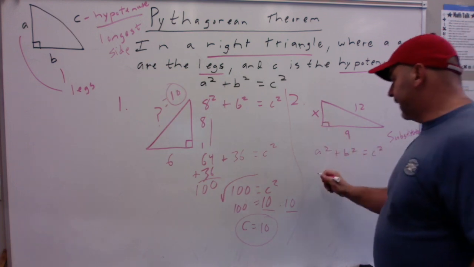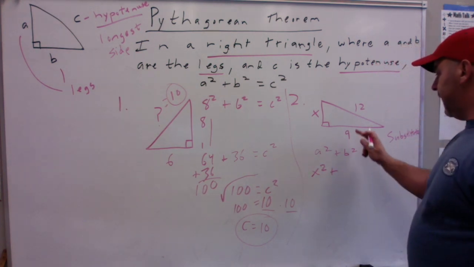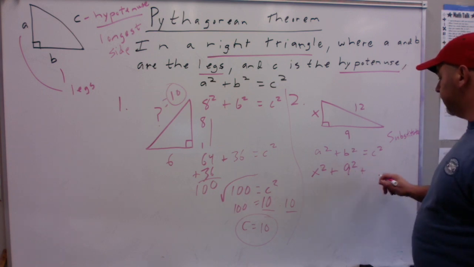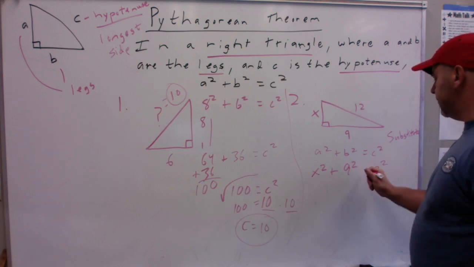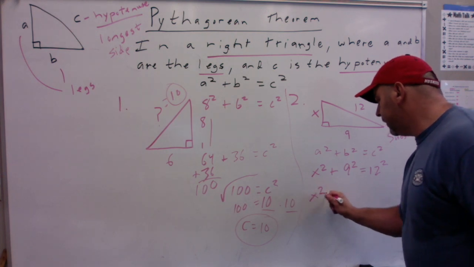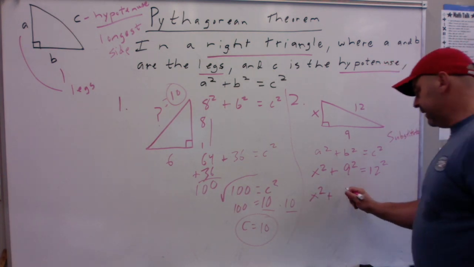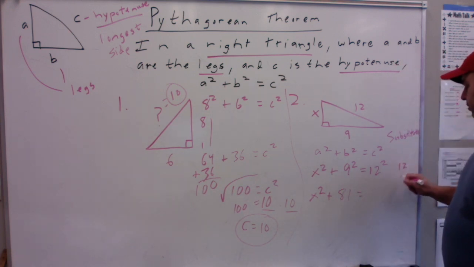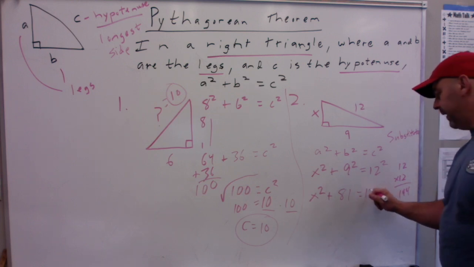So A is x squared, plus B squared, 9 is B, 9 squared, plus C squared. C squared was 12 squared. Plus, no, not a plus, equals, right, 12 squared. So this is x squared plus 9 times 9 is what? 9 times 9 is 81 equals 12 squared. 12 times 12 is 144 when we multiply that out.